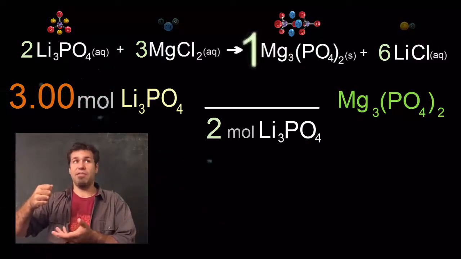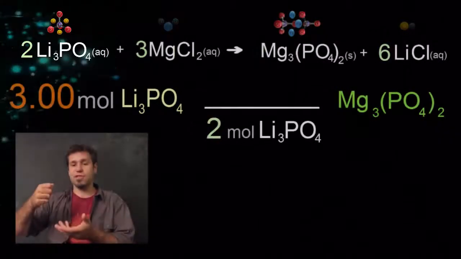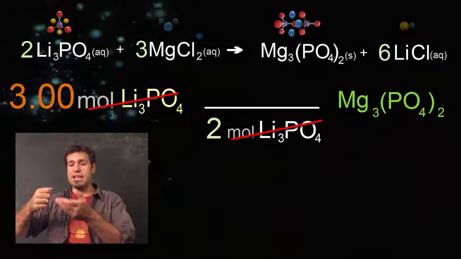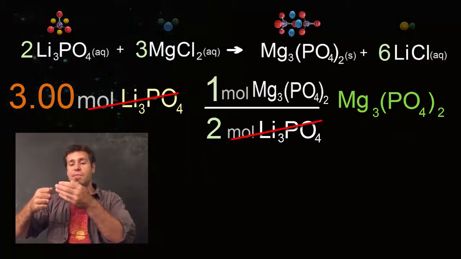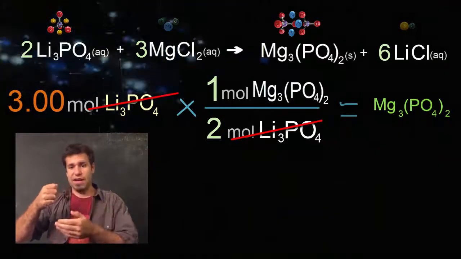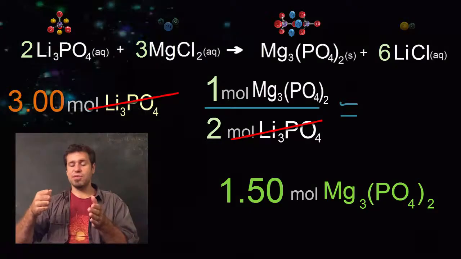So on bottom I have my 2 moles of lithium phosphate from the balanced reaction, which will cancel the unit that I already have. But I want to go to moles of magnesium phosphate, so I need to put that on top so that I can create that unit. Multiply and divide, and I should now have moles of magnesium phosphate, which is much closer to what I wanted.